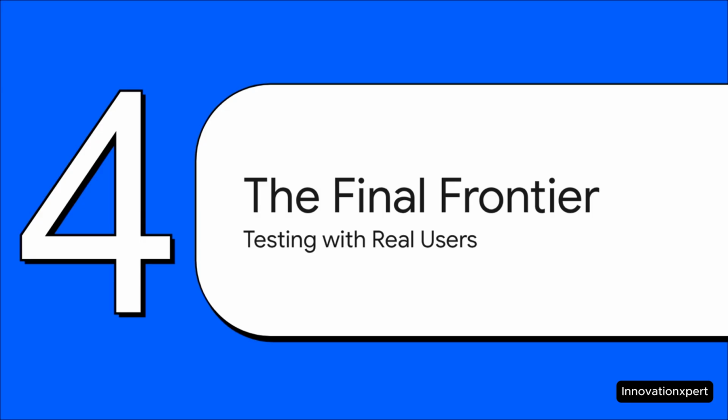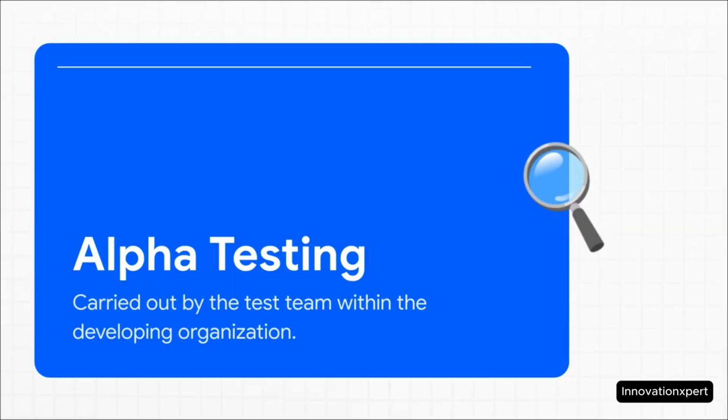more hurdle. The software has to face its final frontier, real users out in the wild. Before it gets anywhere near the public, it goes through what's called alpha testing. This is when the internal team, the developers, the testers, maybe even people from marketing, they all use the software as if they were a real customer. Think of it as the construction crew doing one final exhaustive walkthrough of the house they just built.